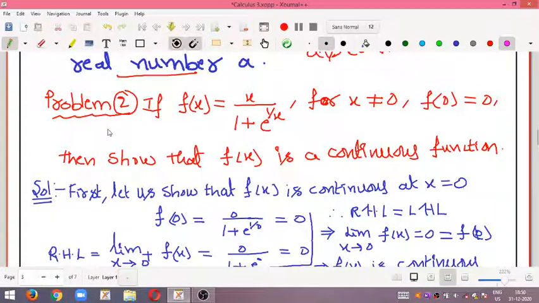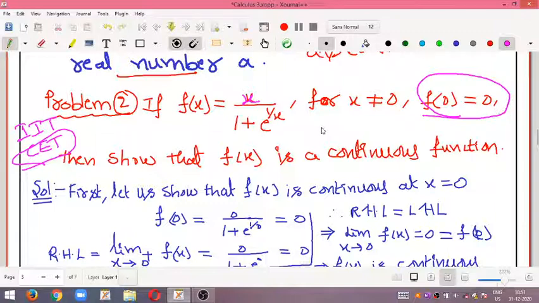That is the second question. This is also an IIT-based question, and IIT CET also they are asking. CET means the Karnataka State entrance exam. If f of x is equal to x divided by 1 plus 1 by x for x is not equal to 0, and f of 0 is equal to 0.